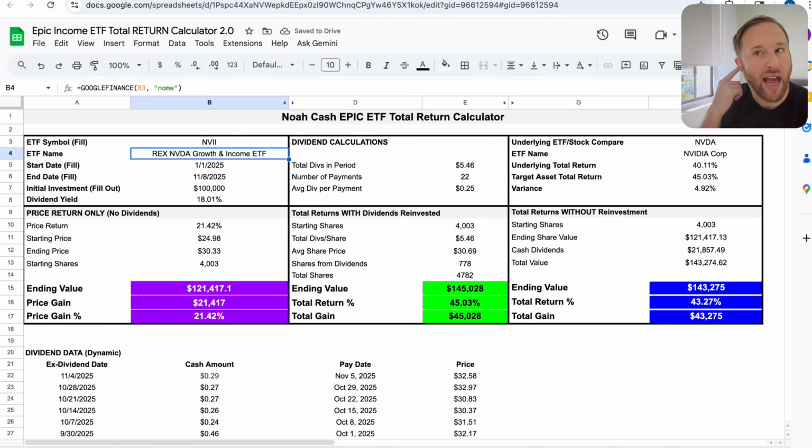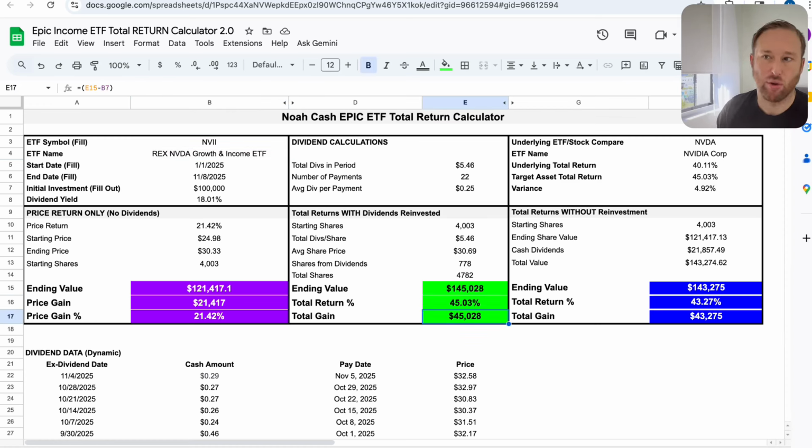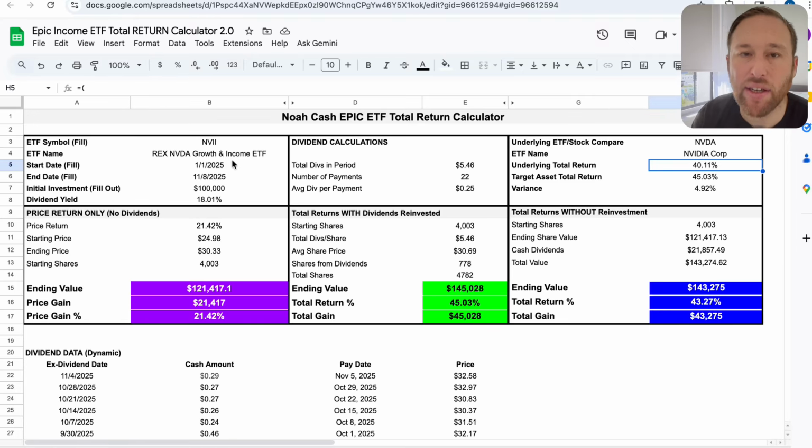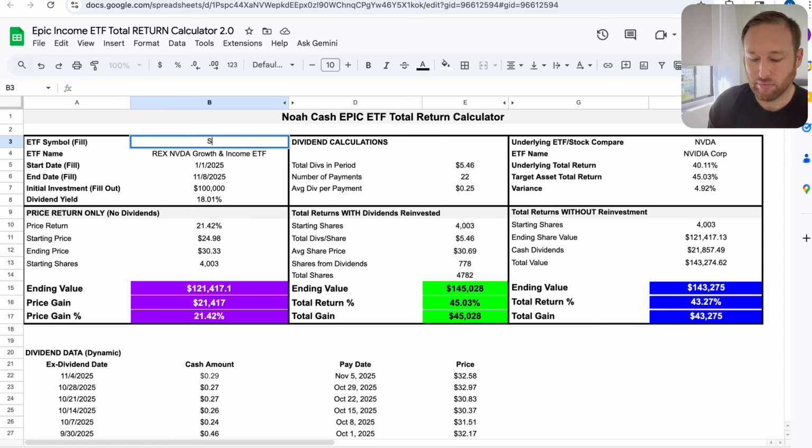That being said, if we look at NVII, which is Rex's Nvidia growth and income ETF, this is a different story. You can see here a 45% total return, whereas Nvidia has done 40% return, right? So in this case, Rex's has actually exceeded the performance of Nvidia, and that's because they are using leverage. And so you're going to see more benefit on the upside with them, but also a lot more negative on the downside relative to the underlying asset of just Nvidia. But in this case, it can net you a better return than the underlying. It's an interesting comparison. Let's do one more.